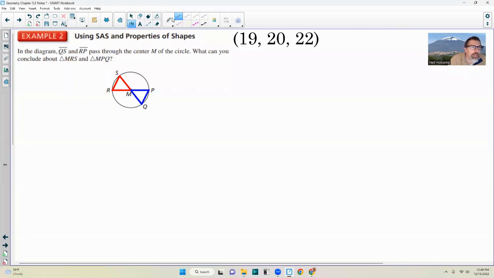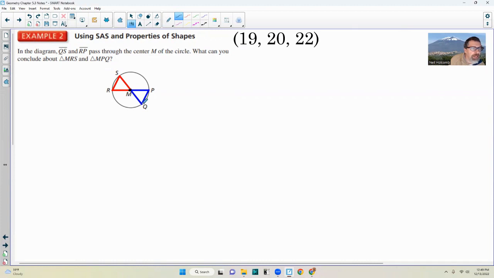Okay, so I highlighted this diagram before I started this portion of the video. It says example 2, using side angle side, and properties of shapes. In the diagram, QS is this line right here. QS is going through the center of the circle. So QS is called a diameter. It goes right through the center.